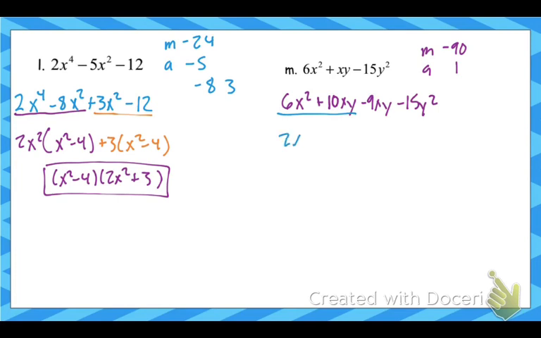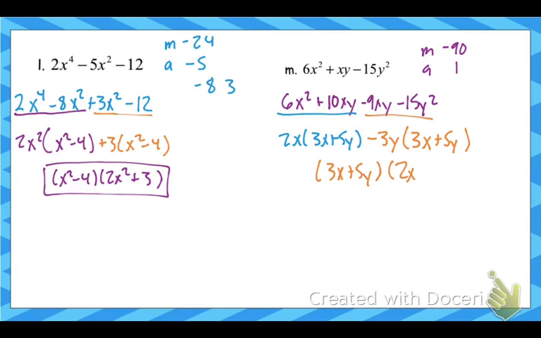So out of those two terms, 2x comes out. Out of the next two terms, keep the minus. My GCF would be 3y. That leaves me with 3x plus 5y. My matching parentheses are one factor. Everything that's not in the parentheses is my other factor.